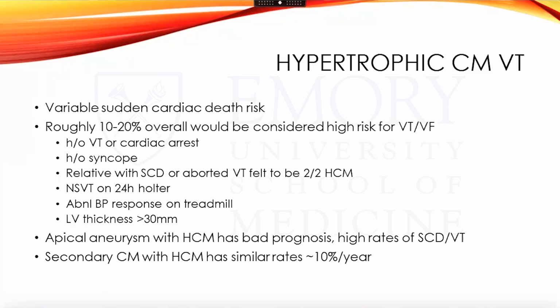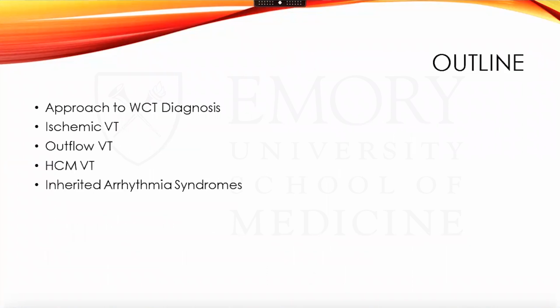If you have a patient with burnt out hypertrophic cardiomyopathy, the EF is low and the LV is dilated, those folks also have fairly high rates of VT and VF, about 10% per year. So those are two clinical scenarios that you definitely want to put in the back of your head as the highest risk for hypertrophic cardiomyopathy: apical aneurysm and burnt out cardiomyopathy. All right, so we're moving right through here.